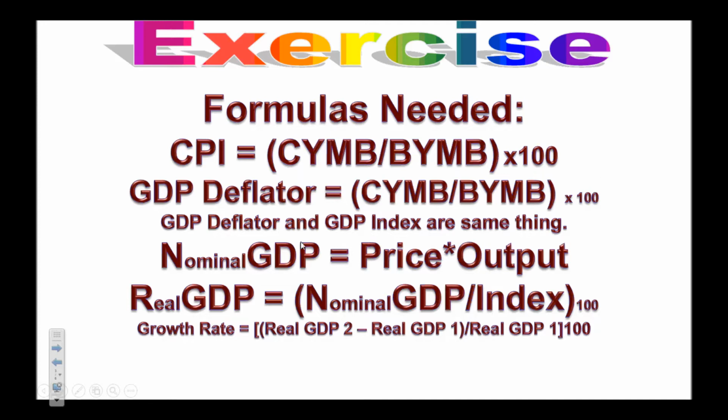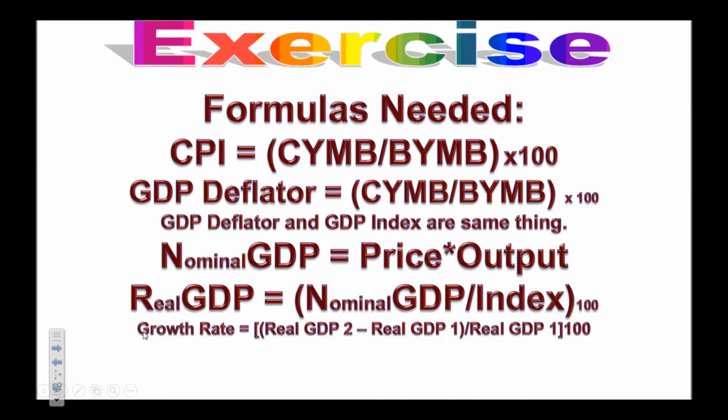Nominal GDP, we just calculated a little while ago, so that's not too difficult. It's just price times output. It's the current price times the current output. Real GDP, here's how we calculate it. We take our nominal GDP and then divide by that index or that deflator. Once we've divided by that, then we multiply by 100 to correct for our decimal change, and that's how you do real GDP. That's how you calculate it.